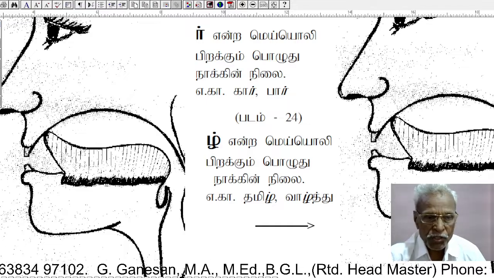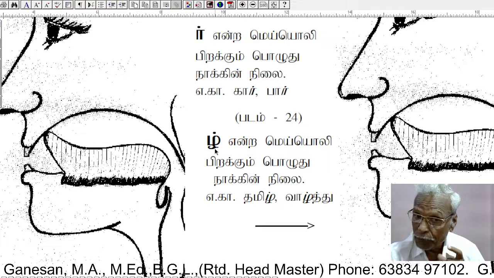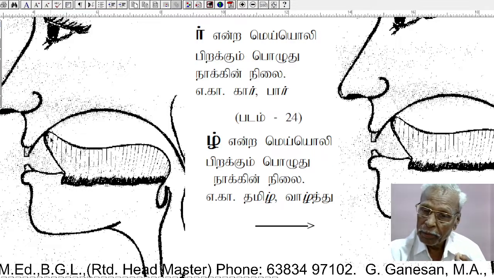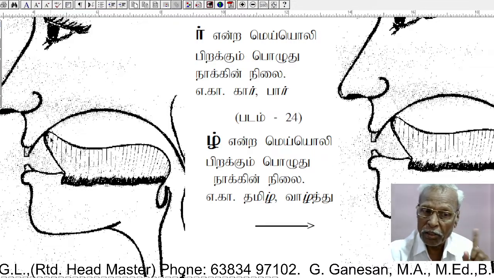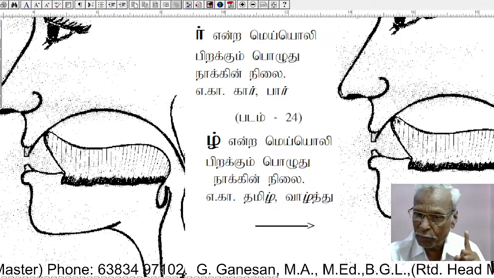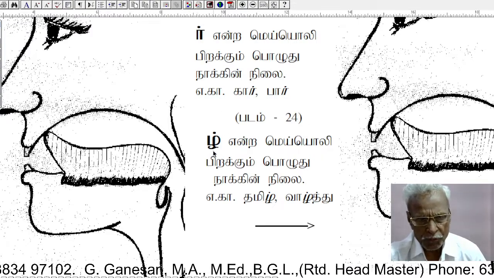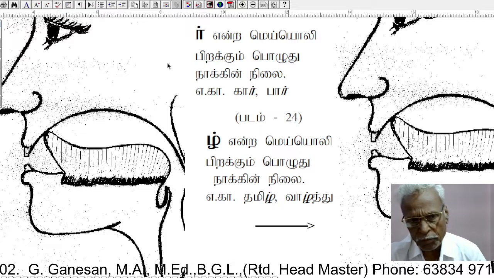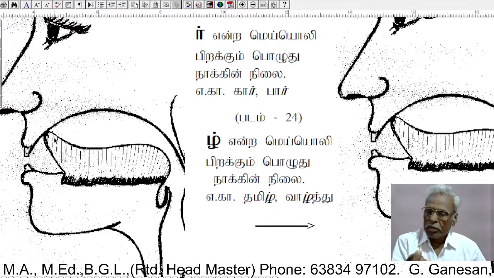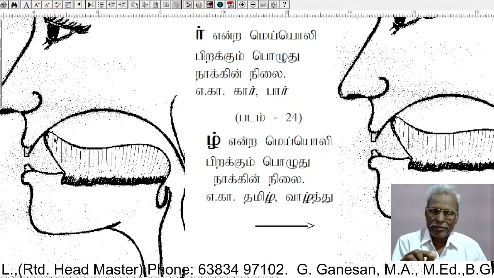Let us see here. See, both ir and il are produced by the tip of the tongue pressing the hard palate. But what is the difference between these two consonant phonemes? In the production of the phoneme here, the tip of the tongue is thick.